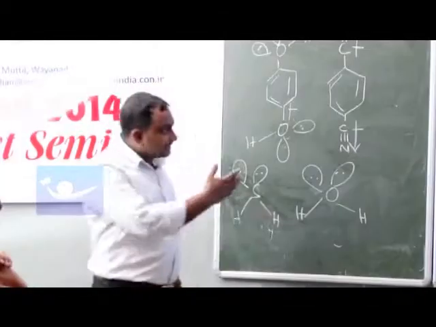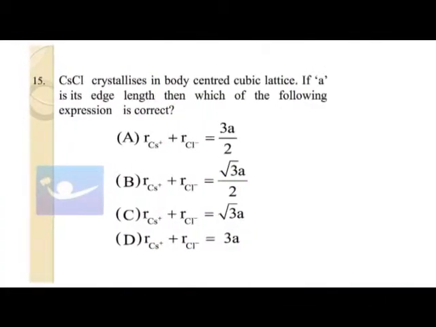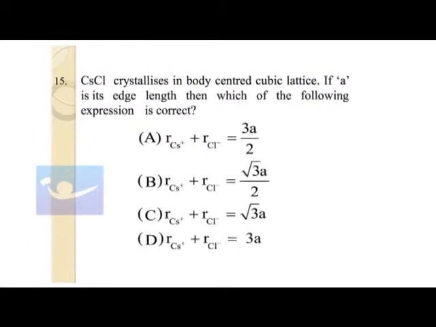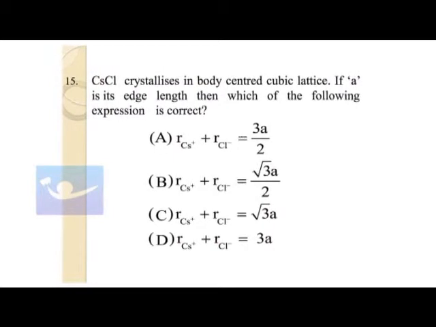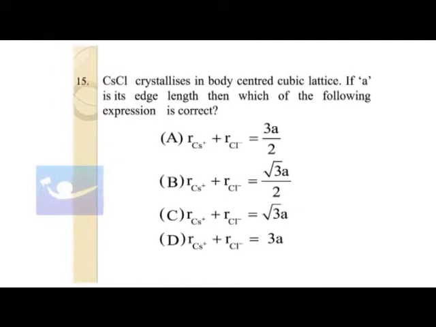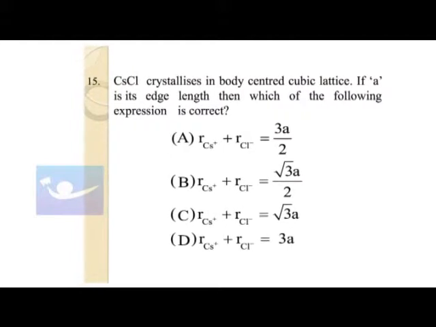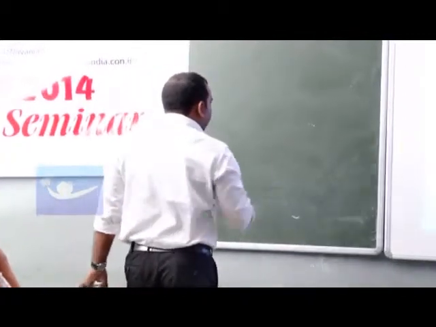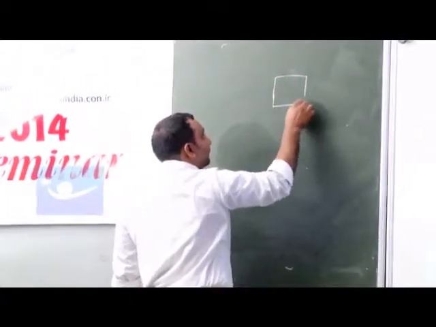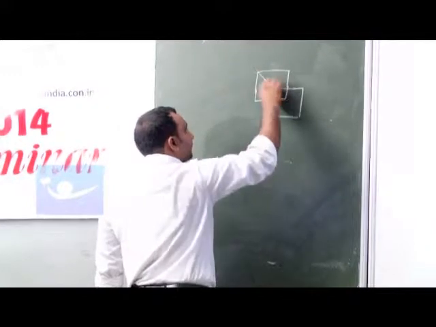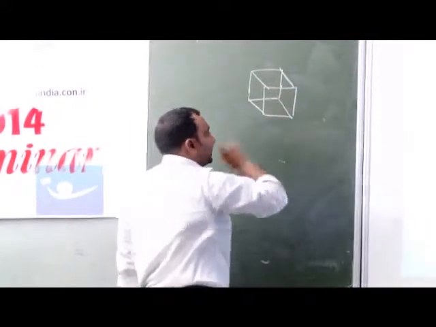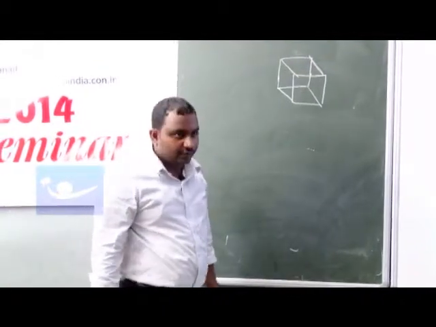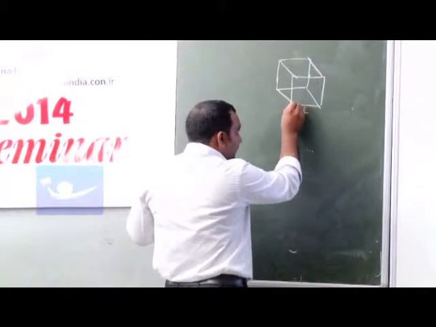Okay. Again, it is a direct question. Cesium chloride is having what type of crystal lattice? Body centered, right? Body centered. The 8 corners will be occupied by chloride ions, and at the center position what will be there? Cesium will be there. In a cube, at the center cesium is there, all corners will be occupied by chlorine, and the edge length is represented by the letter a.